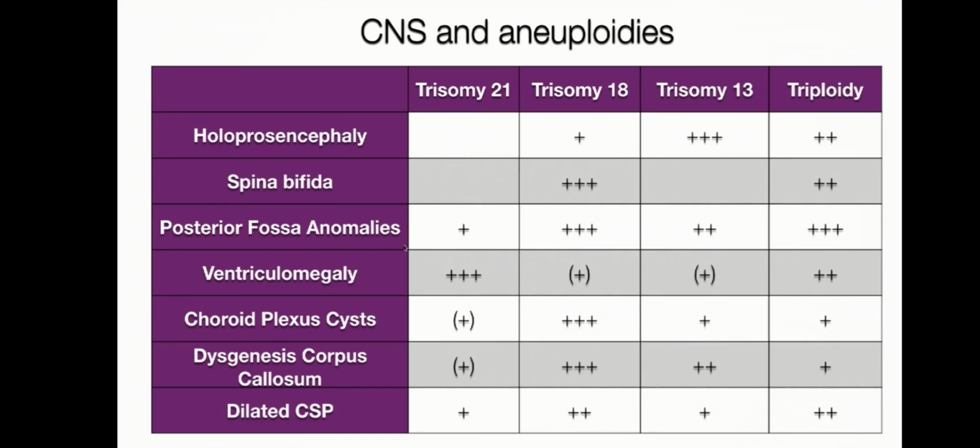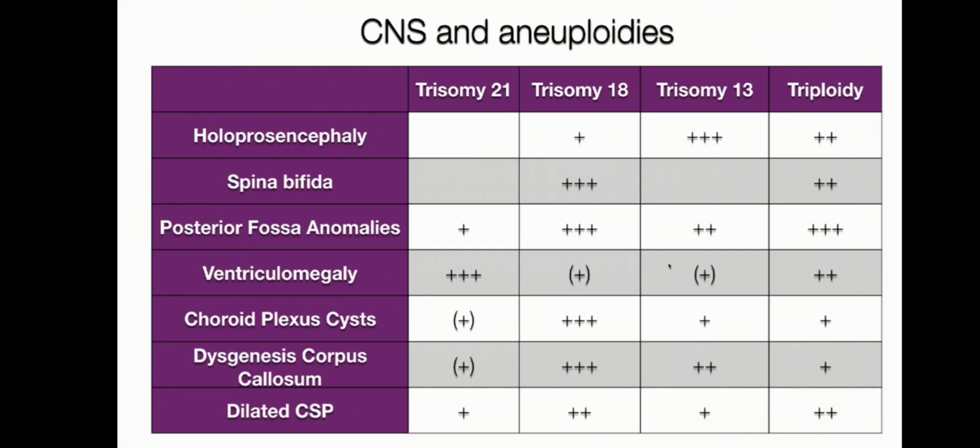You see here, roughly speaking, that ventriculomegaly is the leading sign in trisomy 21, while in trisomy 18 it can be spina bifida or choroid plexus cyst, and in trisomy 13 the leading sign is anyway holoprosencephaly. And you know, the complex ones can have any one of these.